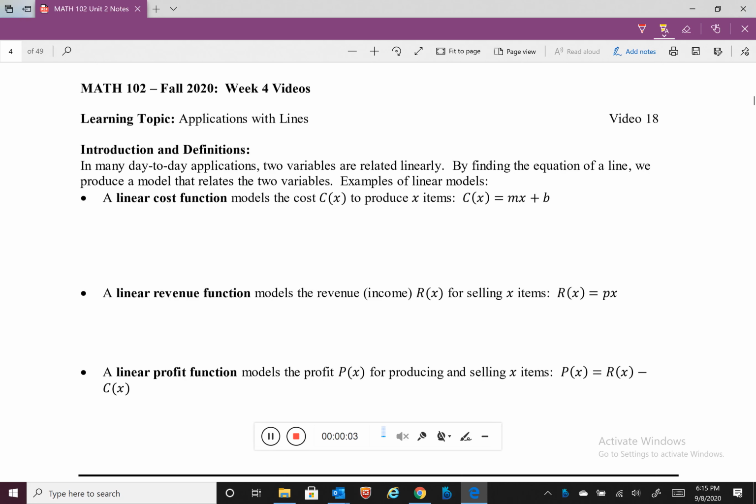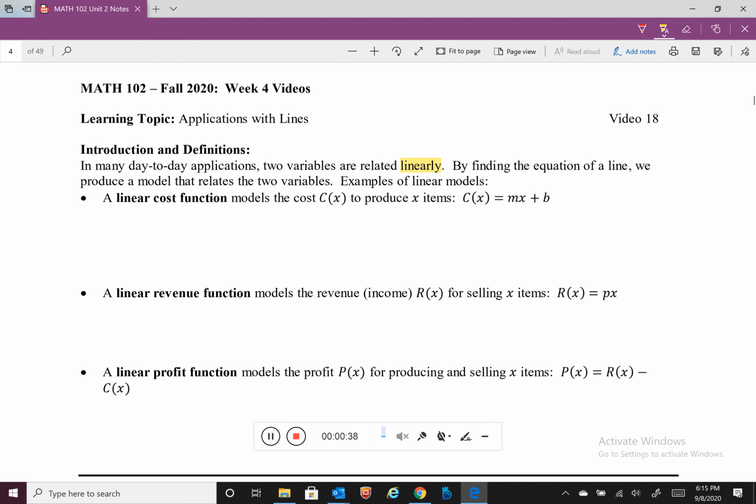The learning topic for today is applications with lines, and we are going to discuss this topic using applications of linear models. So in many day-to-day applications, two variables are related linearly. By finding the equation of a line, we produce a model that relates the two variables. So there are three examples of linear models that are also applicable to daily life.